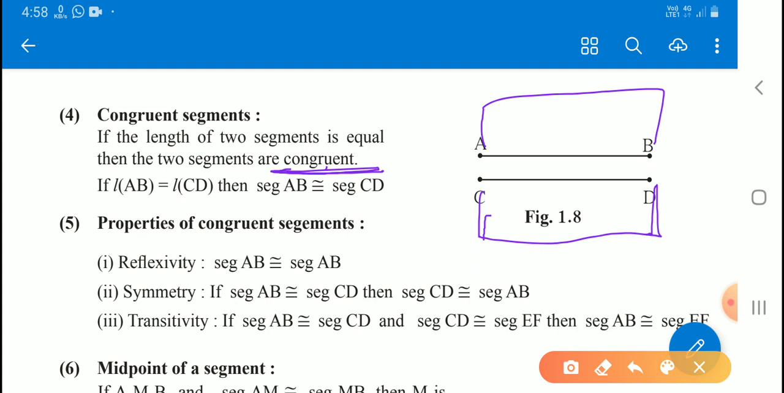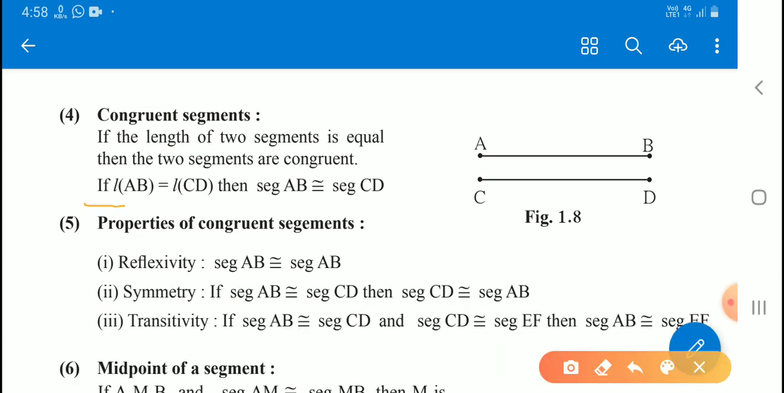So here they showed the congruent segments by a sign. Here they have given the sign of the congruent segment. If length AB is congruent with length CD, meaning length AB and length CD are equal, then you can say that segment AB is congruent to segment CD. Now we will see the properties of congruent segments. There are three properties of congruent segments: reflexivity, symmetry and transitivity.